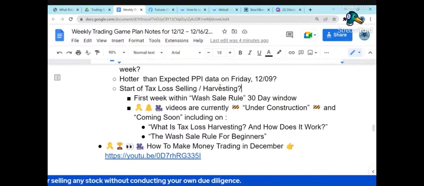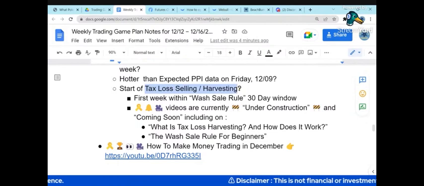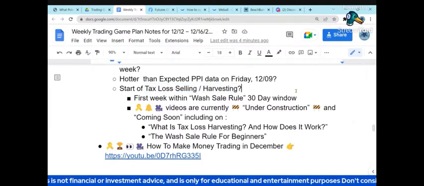And tomorrow I'll probably talk about this again in terms of stocks you're looking at buying. You need to be aware of this. Stocks that are down significantly are candidates for tax loss harvesting, and that will put further downward pressure on those stocks. So again, we'll talk about that more tomorrow, but I think that also may have contributed to poking the bear this week, is the start of that tax loss harvesting within this 30-day window.